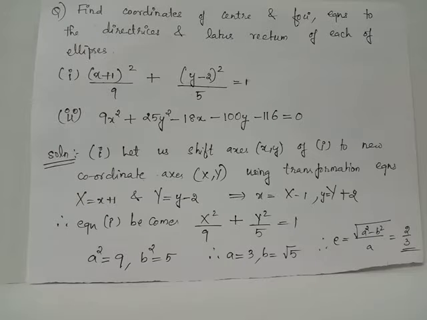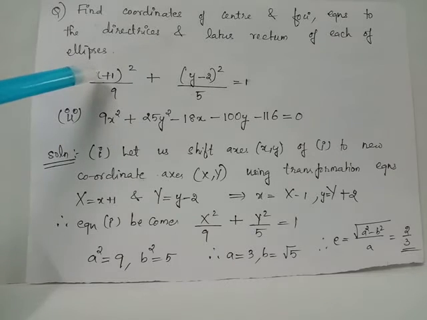Find coordinates of center, foci, equations to directrices and latus rectum for each of the following ellipses. First ellipse is (x plus 1) whole square divided by 9 plus (y minus 2) whole square divided by 5 equals 1. Let us use transformation equations.